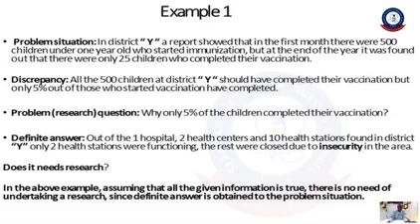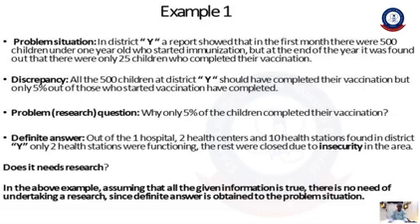The answer is, in the above example, assuming that all the given information is true, there is no need to undertake a research, since a definite answer is obtained from the problem. Because of insecurity, that is why about 95% of the health centers closed down. There is nothing that can be done. Had there been no insecurity, all of them would be there and they would administer vaccination to the 500 children. So this is a definite question, and because of the definite answer we obtain to the problem, the question does not need any research.